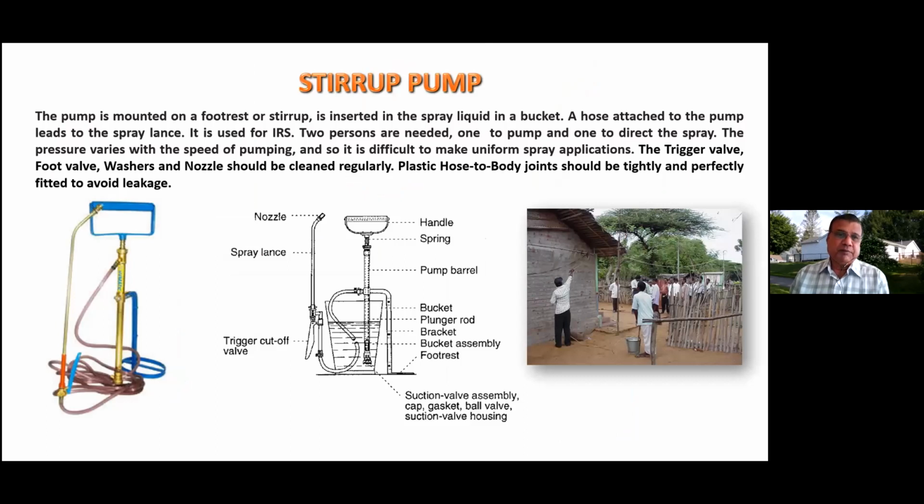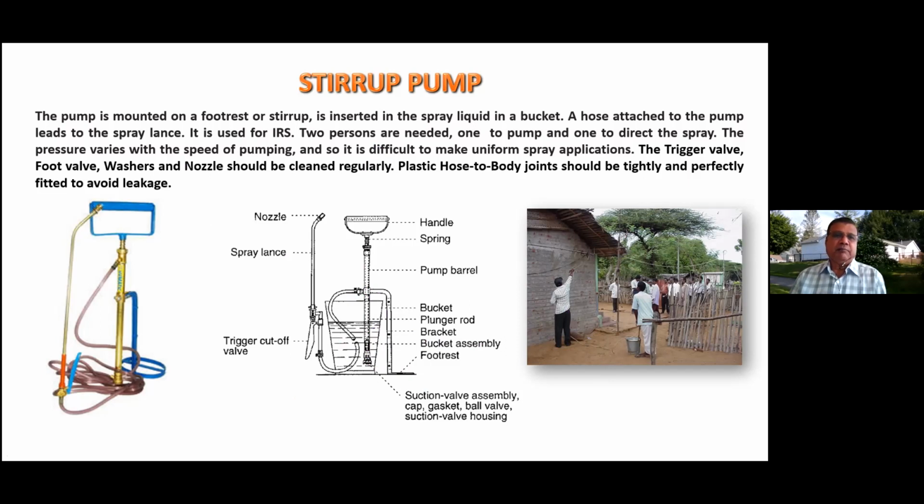The stirrup pump, which we saw first, is mounted on a footrest or the stirrup. You can see the stirrup here, the footrest, inserted in the spray liquid in a bucket. A hose is attached to the pump, leads to the spray lance. It is used in indoor residual spray. Two persons are needed. You can see one for pumping, one for directing the spray. Two people are required for this utilization.